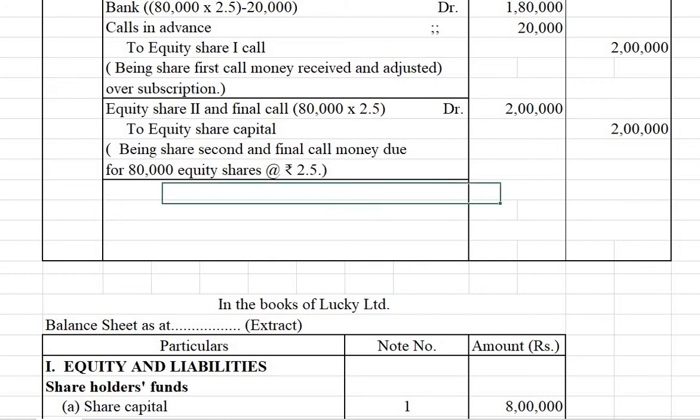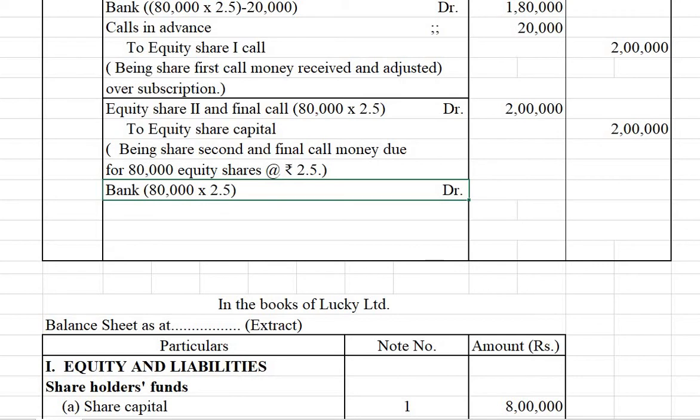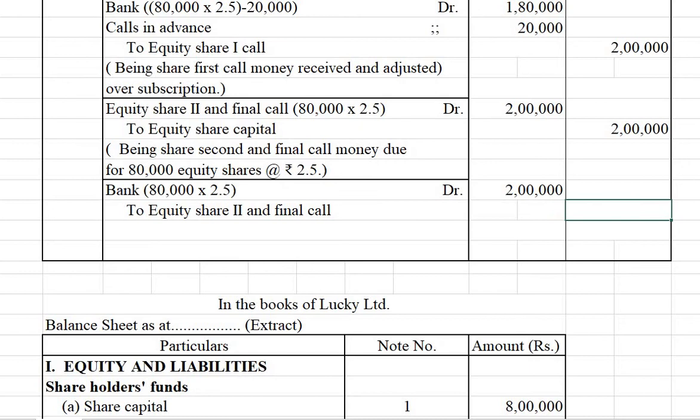Now the bank entry, that means the receipt entry. Here there is no adjustment, no money is left to adjust over subscription. So the full money we should get from shareholders, and that full money is received here. So bank account debtor, that means 80,000 into 2.5, 2 lakh, to equity share second and final call again 2 lakh here. Okay. Narration.